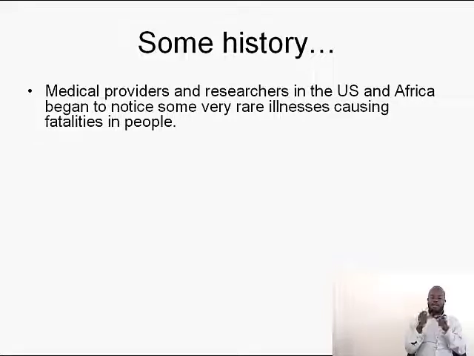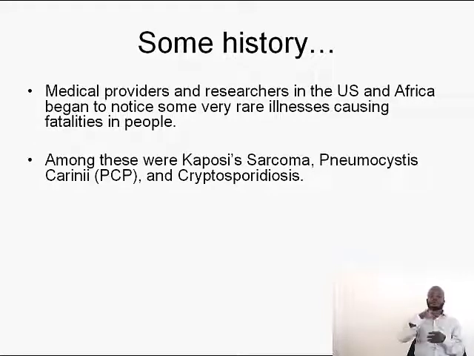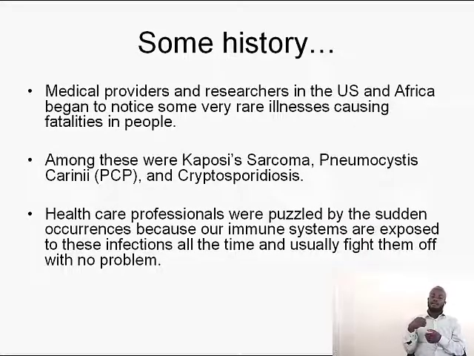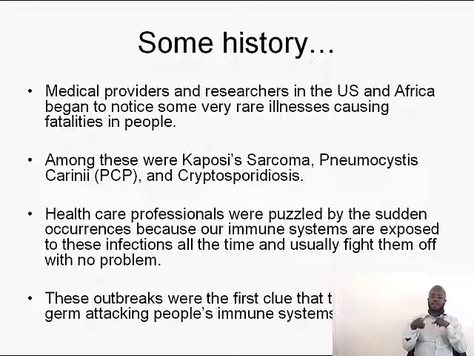These very rare illnesses were causing fatalities: KS, PCP, crypto. The professionals were puzzled by this because our immune systems are exposed to these infections all the time and usually fight them off, and they were really not used to seeing young people having these infections. These outbreaks were the first clue that there was a new germ attacking immune systems.